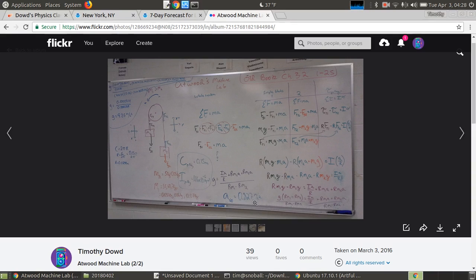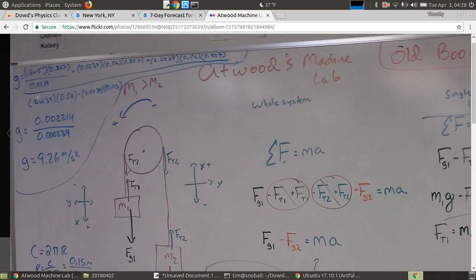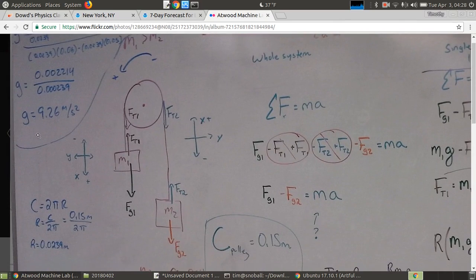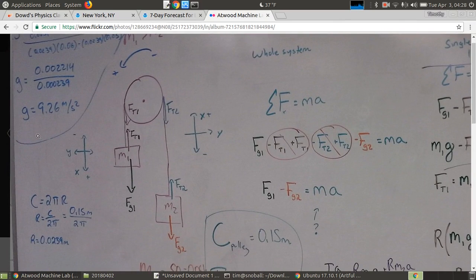So the LabQuest gave us that the acceleration was 0.827. So we could plug in, the only thing not known here is actually little g. Now we could say it's 9.8, but these numbers won't work out exactly in that case because everything else is something we measured perfectly. So we should see if little g actually is close to 9.8. So we plug in all the numbers up here. We solve and we get 9.26, which is a pretty close number to what the accepted value is and more accurate than anything we've seen so far this year.